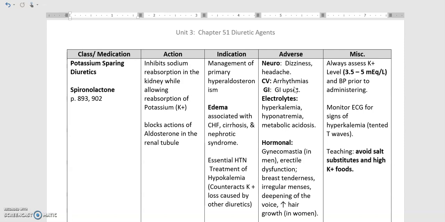Teaching for patients who are taking potassium-sparing diuretics includes avoiding salt substitutes, because salt substitutes are very high in potassium. They should also avoid high potassium foods such as bananas. So while the patient who's taking a loop or a thiazide diuretic, where they're losing potassium all the time, needs to eat their banana, eat their kiwi fruit, they still should not use salt substitutes, but you encourage those patients to eat high potassium foods. With a potassium-sparing diuretic, it's important to tell them to avoid those high potassium foods because they have the potential to develop hyperkalemia.